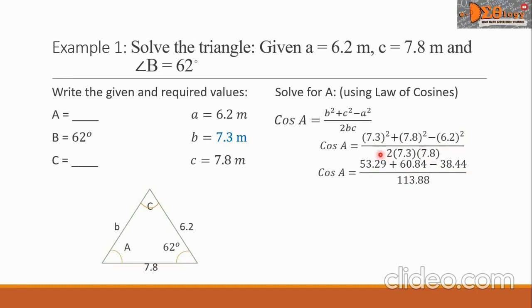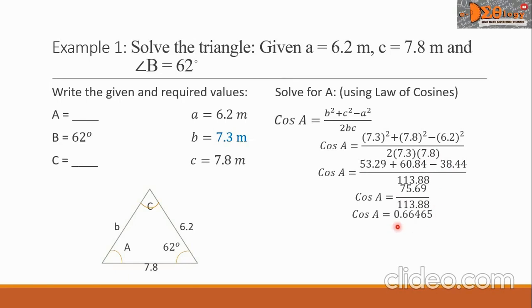Let us get the product of 2 and 7.3 and 7.8, and the product is 113.88. Now let us simplify the numerator. So this 53.29 plus 60.84 minus 38.44, we will get 75.69 all over our denominator 113.88. Let us get the quotient.